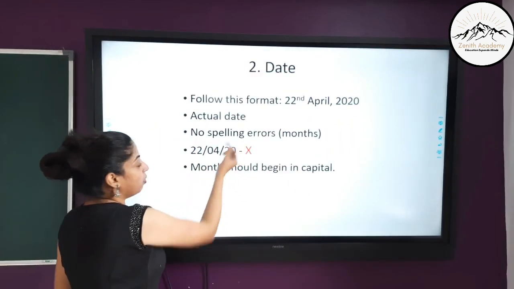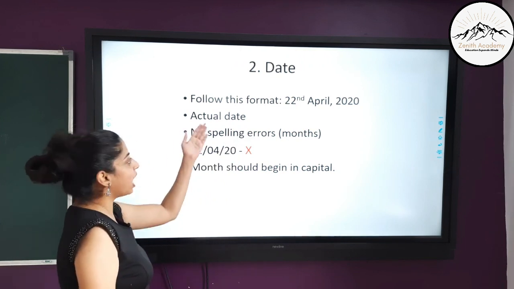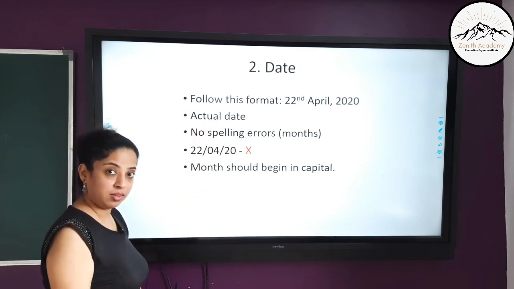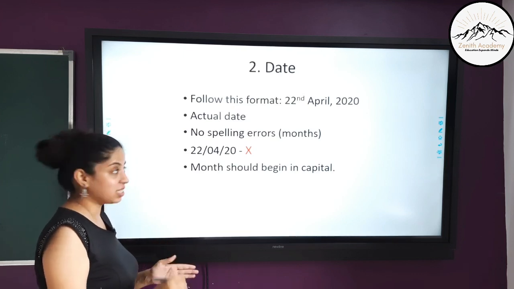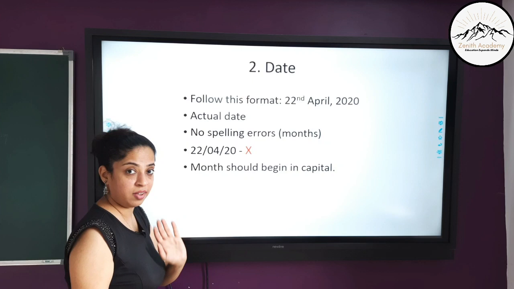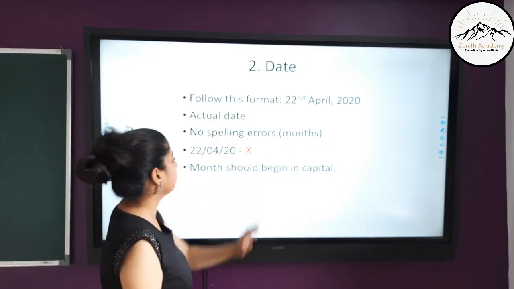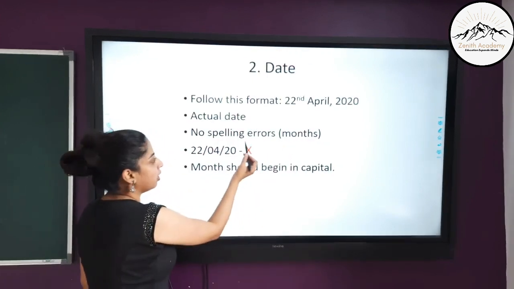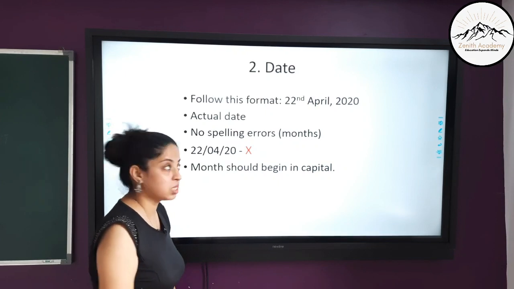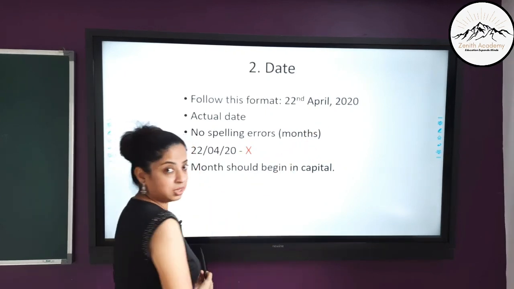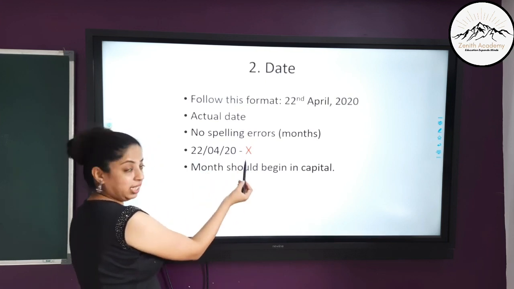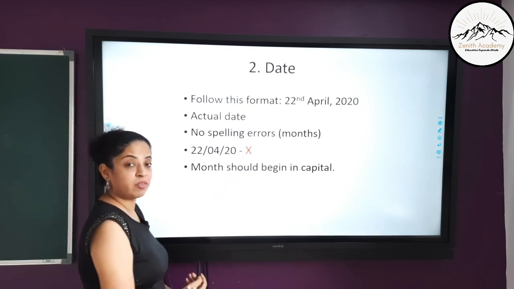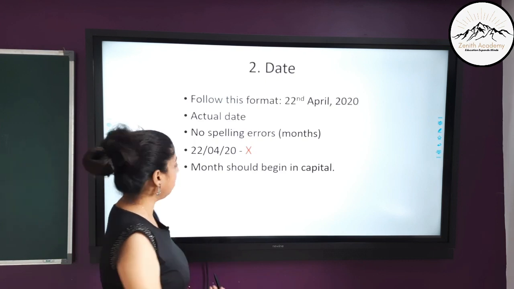Remember this point very well: you have to write the actual date of the examination. On whatever date your examination is, the same date you have to write there. You should not change the date. There should be no spelling error in the names of the months, so you should know the month spellings very well. This format is completely wrong. You should never write the date like this, otherwise you will unnecessarily lose half a mark.